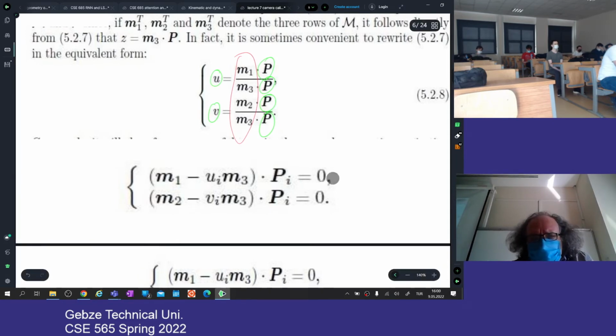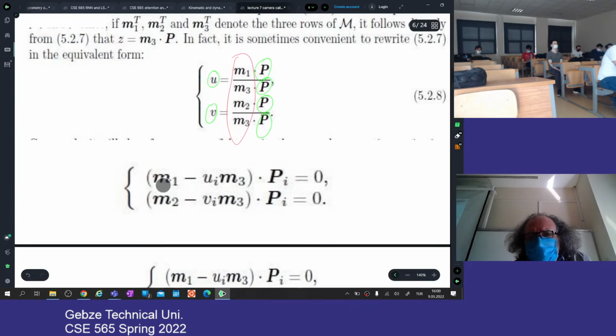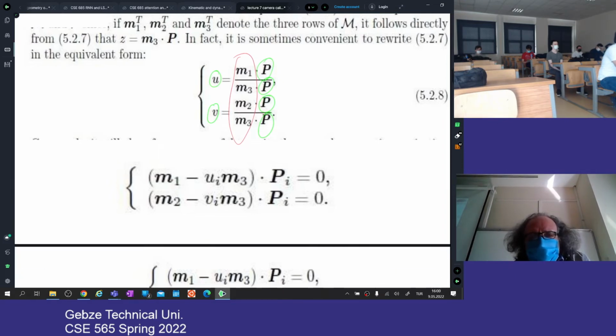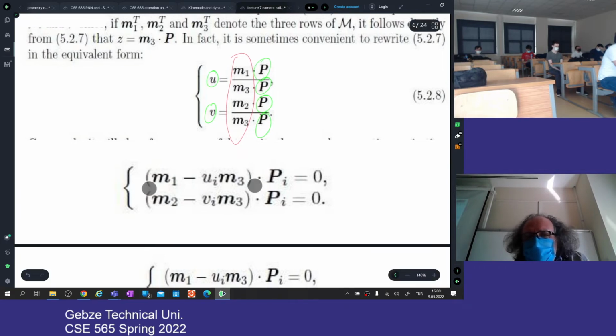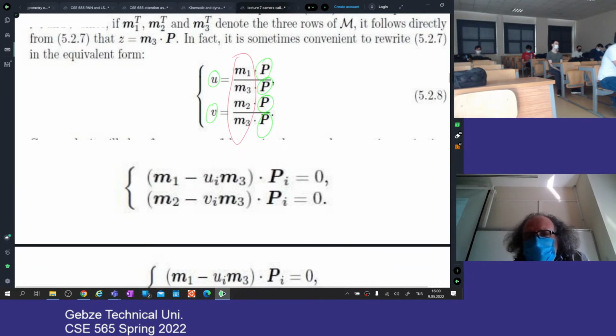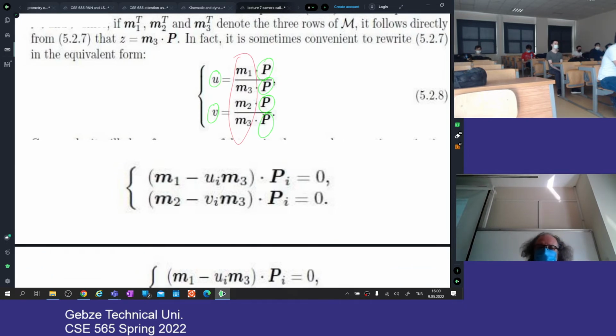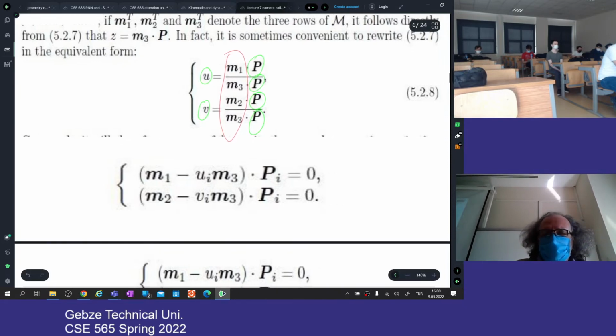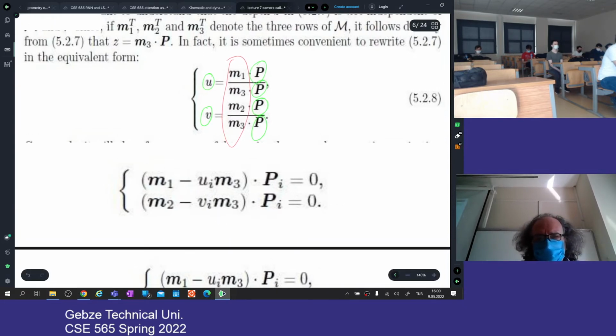How do you know that this is a scalar? Well, what is M1? M1 is a row vector of 4 elements. Multiply it with a scalar and take the subtraction and multiply with this Pi. Pi is the homogeneous representation of a three-dimensional point, and if I multiply these three vectors, I would get 0. So what that means is that this vector and this vector are orthogonal.